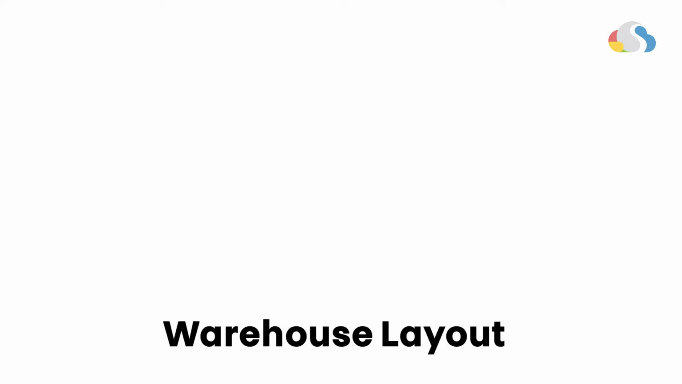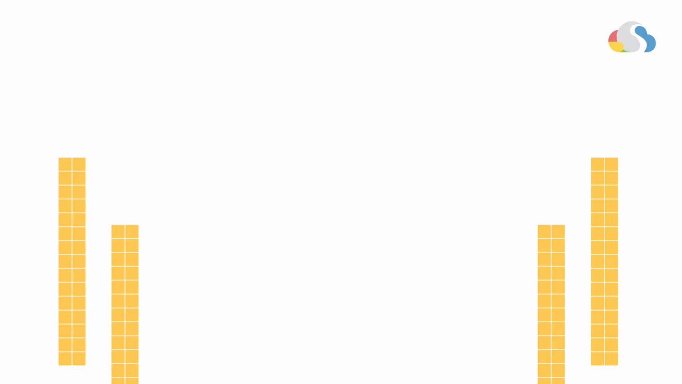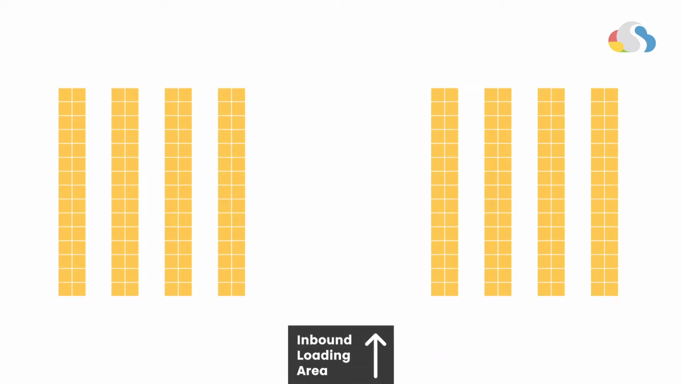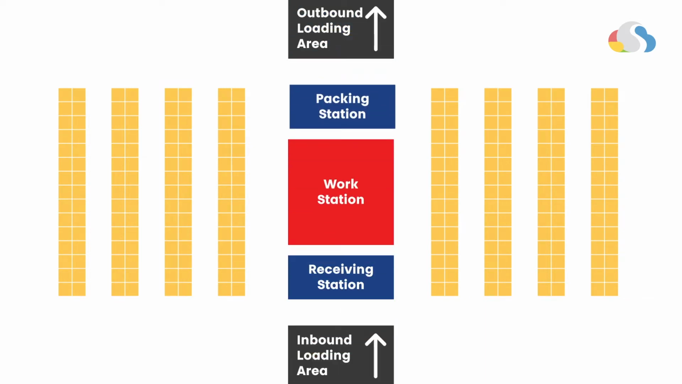We first need to talk about your warehouse layout. So, let's say you have shelving. Maybe you have an inbound loading area and an outbound loading area, a receiving station and a packing station, and maybe an assembly or workstation where you can manufacture items or work on your bundlings for your business.